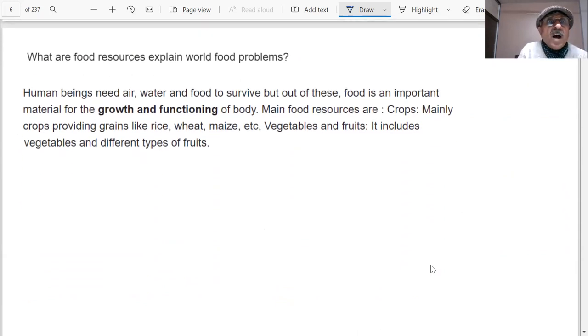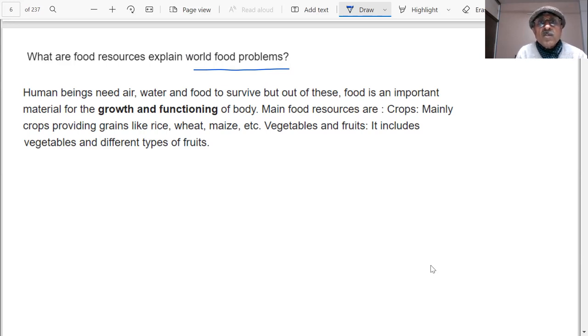Now, coming to the point: what are food resources, and explain world food problems. What do you think are the problems in the world about food? Is there a food problem? Have you seen any news like that? People are starving of hunger in many countries of the world. There is malnutrition and children are dying. Many poor countries, you have seen? Yes. Which countries recently? Even in Afghanistan, they have shown children dying. And in many African countries people are very poor and they don't have food. Children are not getting food.